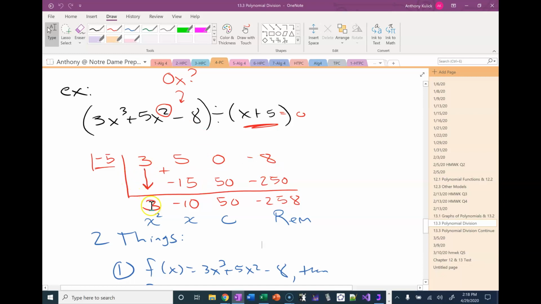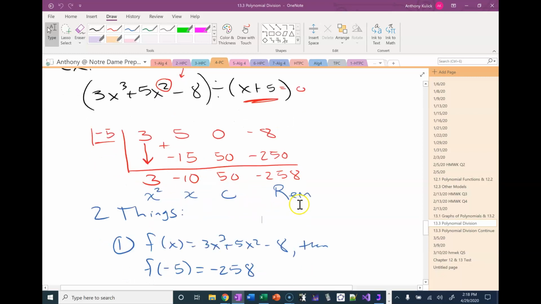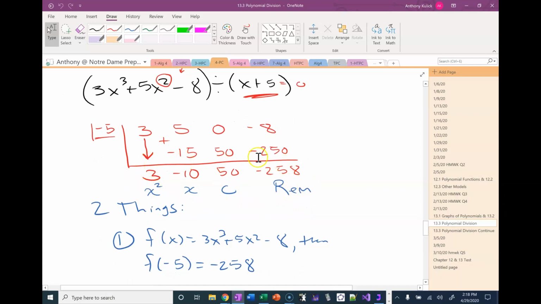Then you bring the first number down, and we did negative 5 times 3 to give us negative 15. We add down, and we just continue that until the end. These four numbers at the bottom tell us two things. I can think of it as a substitution, where if I'm plugging negative 5 into this polynomial, that gives me negative 258.